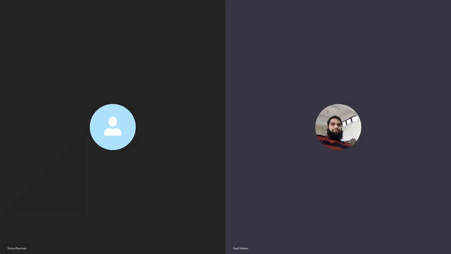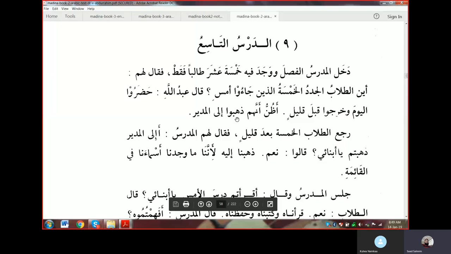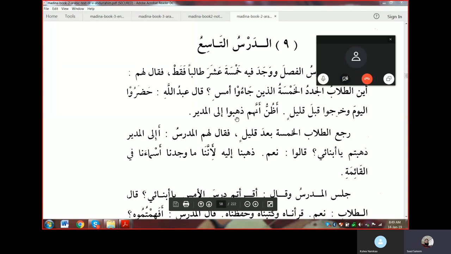Bismillah ar-Rahman ar-Rahim. Today we'll start from the book Duroos al-Lughah al-Arabiyyah, page number 58 on the PDF. Ad-darsu at-tasi', the ninth lesson. Start reading this lesson.